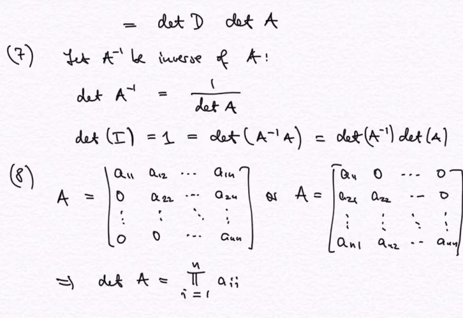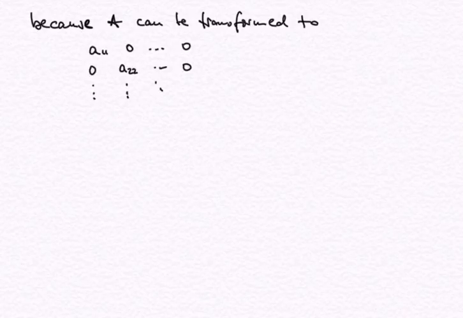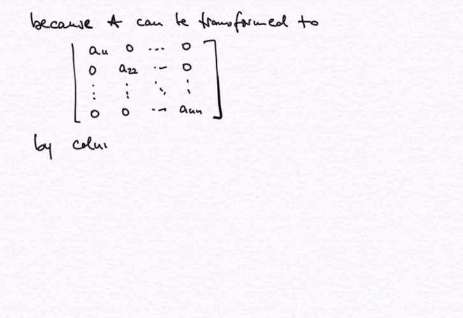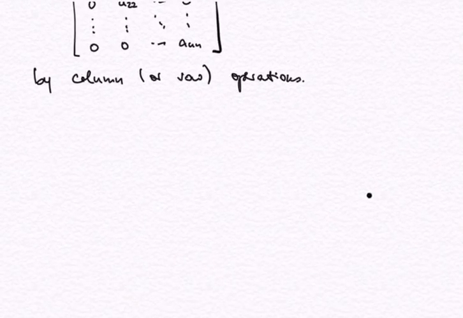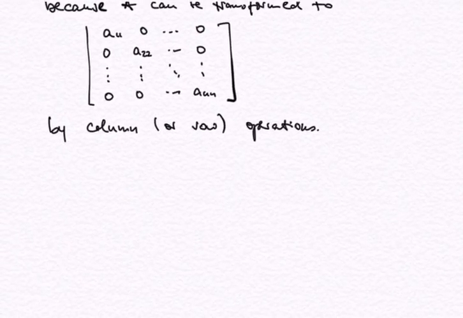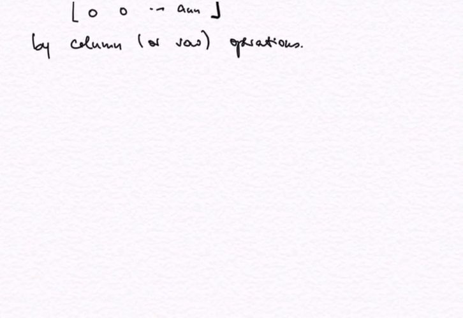And that's because we can, by way of elementary column operations, by adding multiples of one column to another, or by adding multiples of one row to another, we can transform the upper or lower triangular matrix to a diagonal, by column or row operations. Yeah, and these do not change the value of the determinant, and thus, if we have a triangular matrix, the determinant is just given by the product of the diagonal entries.